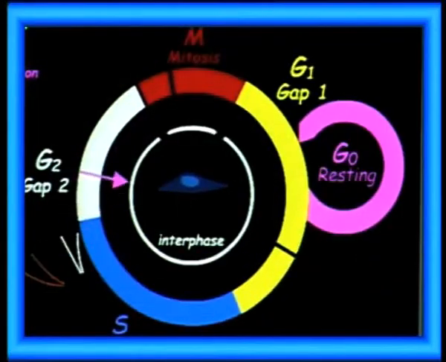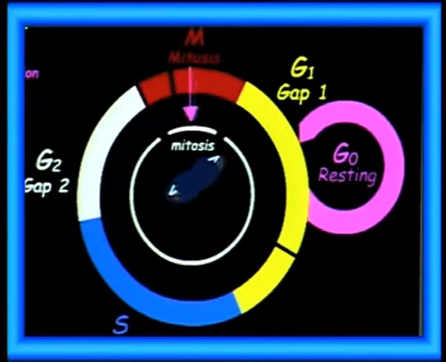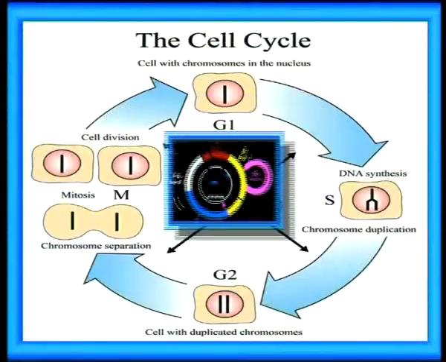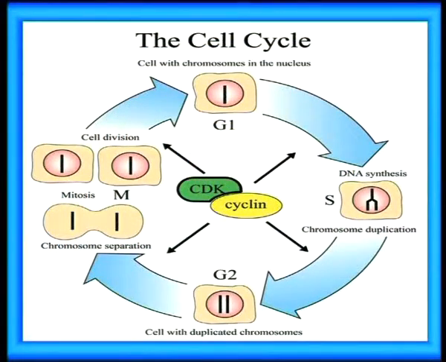Very dear students, today we are going to discuss the cell cycle. The cell cycle, or cell division cycle, is a series of events that take place in a cell leading to its division and duplication.